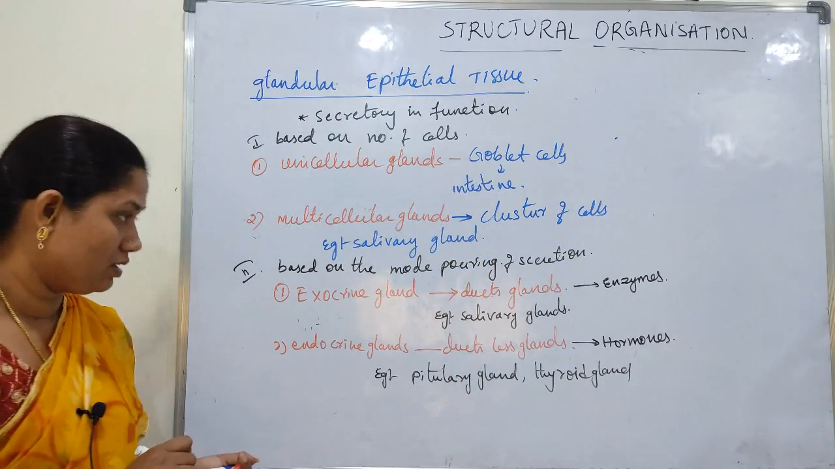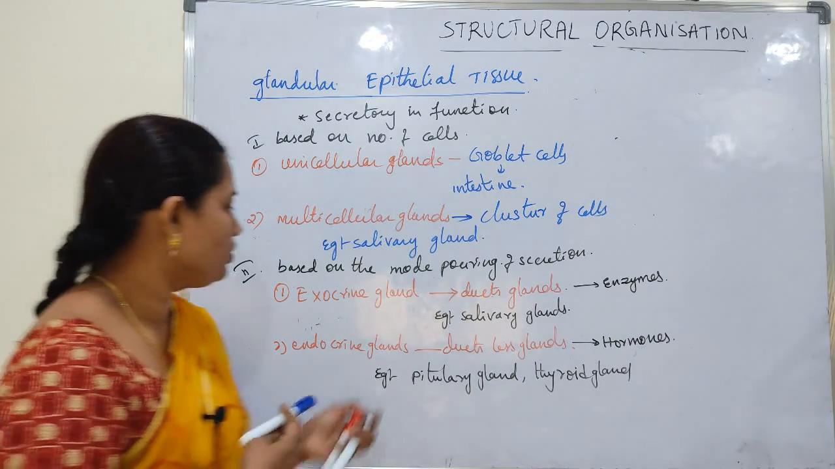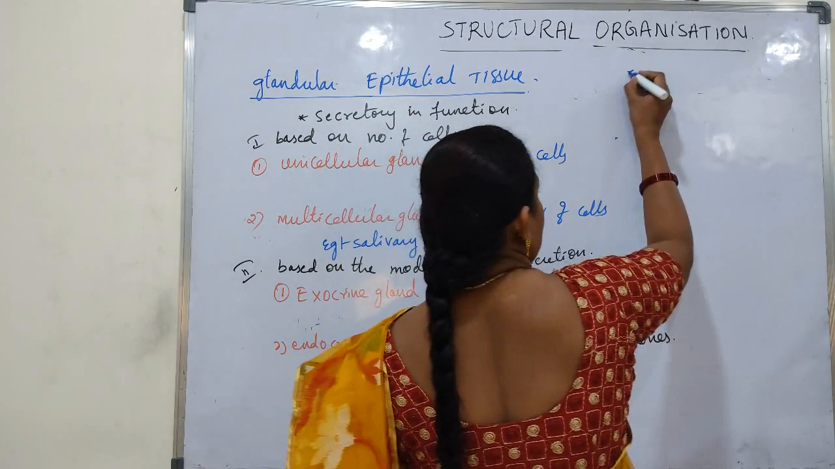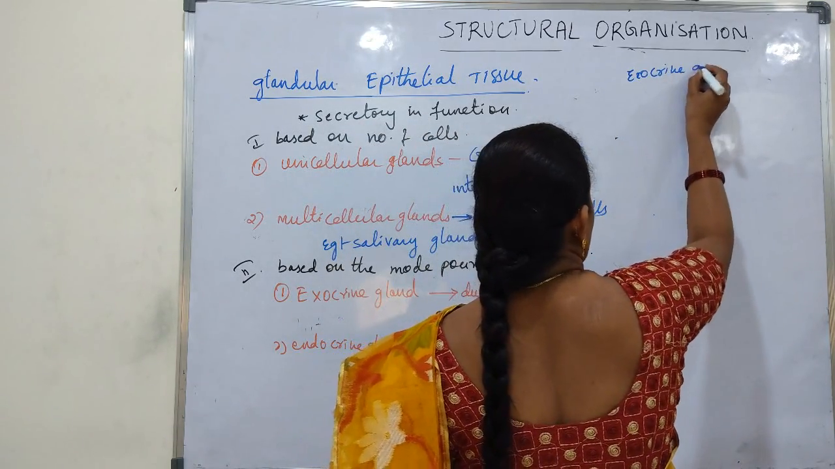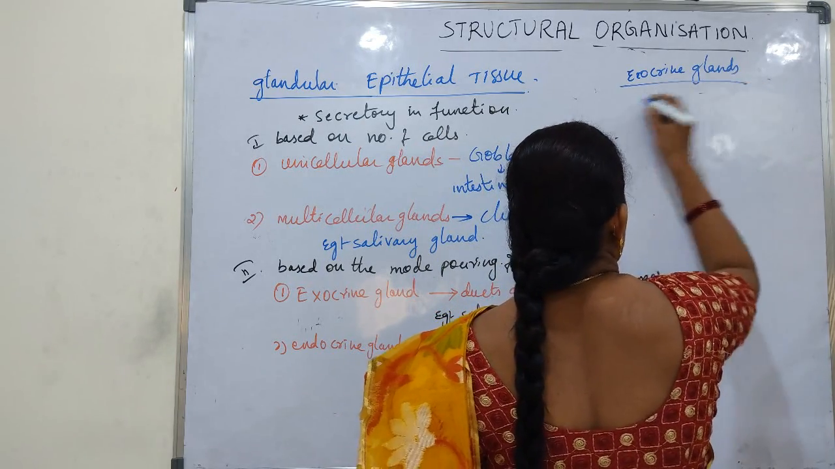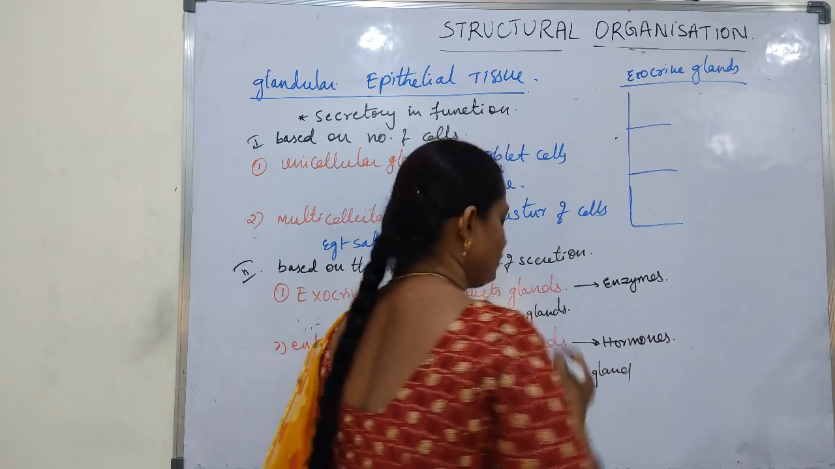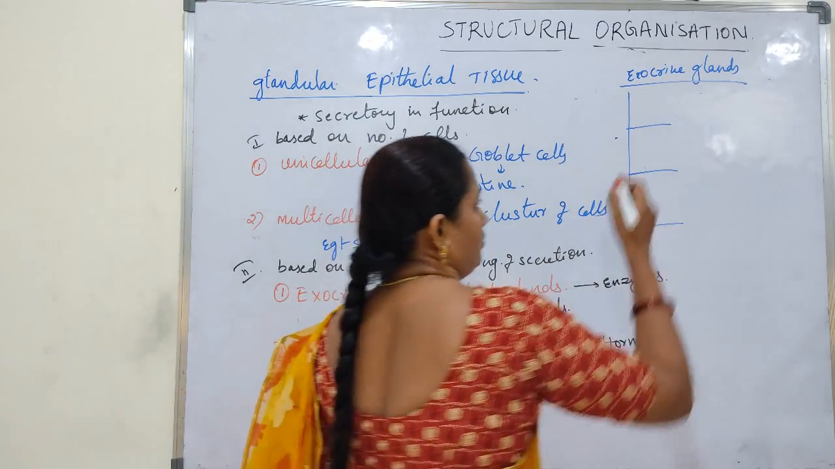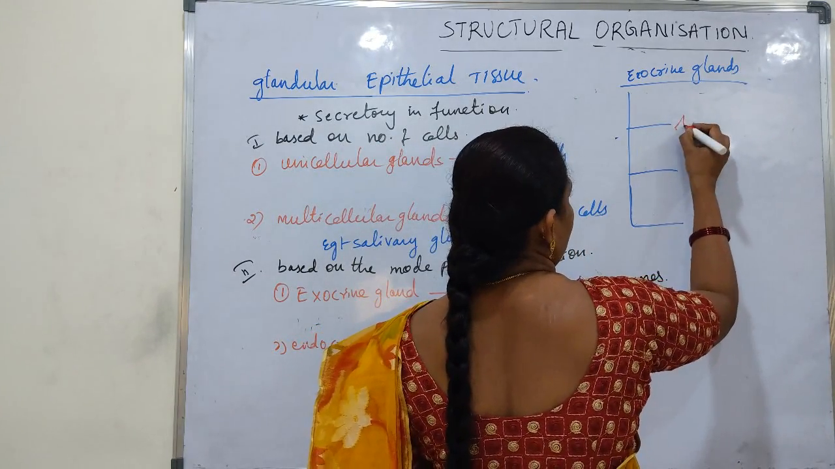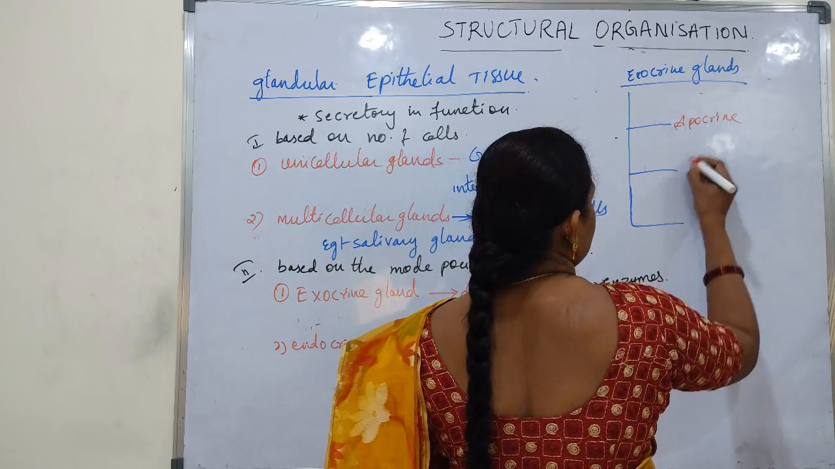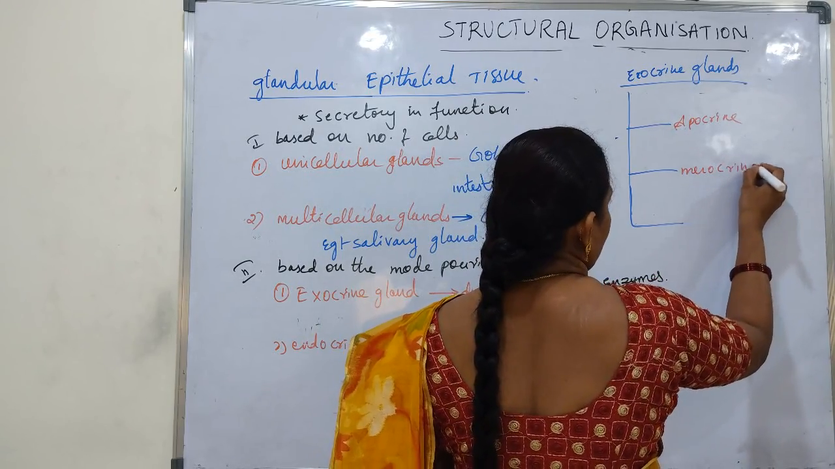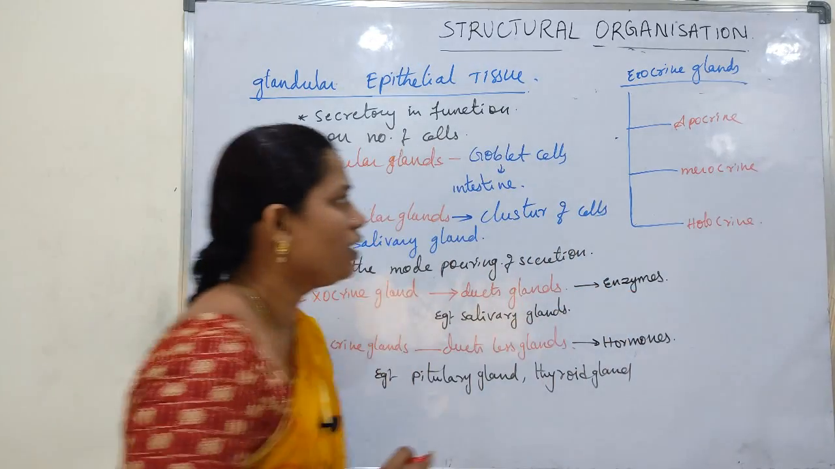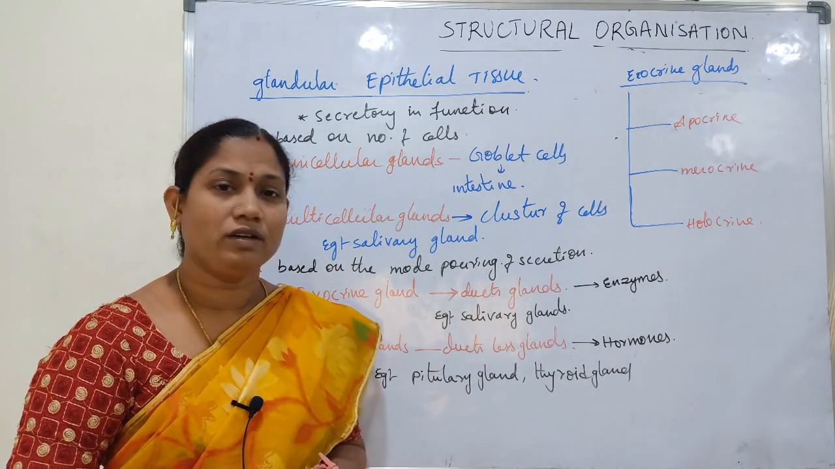Next, the exocrine glands have different types. Exocrine glands are classified into three types: apocrine glands, merocrine glands, and holocrine glands.